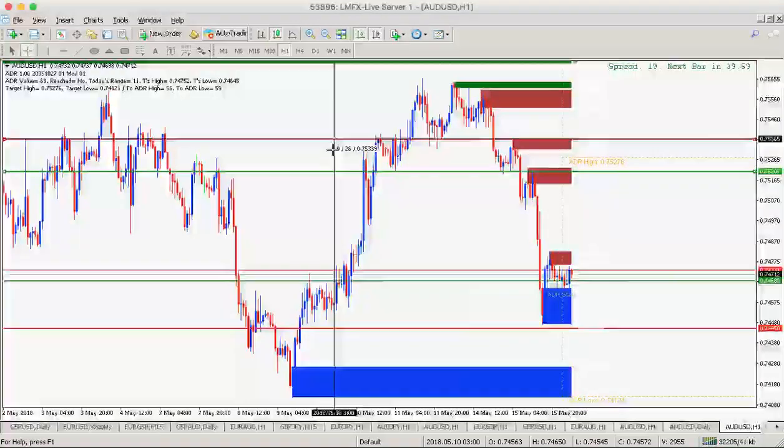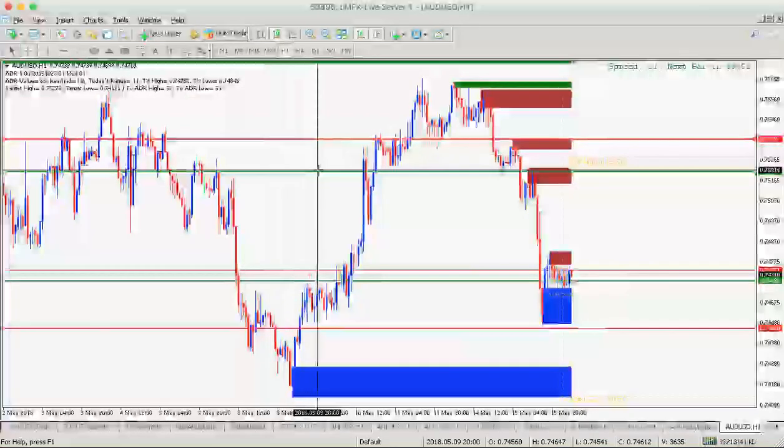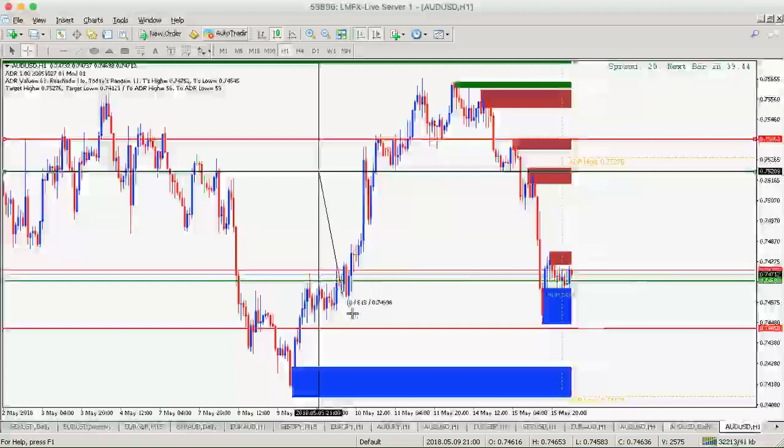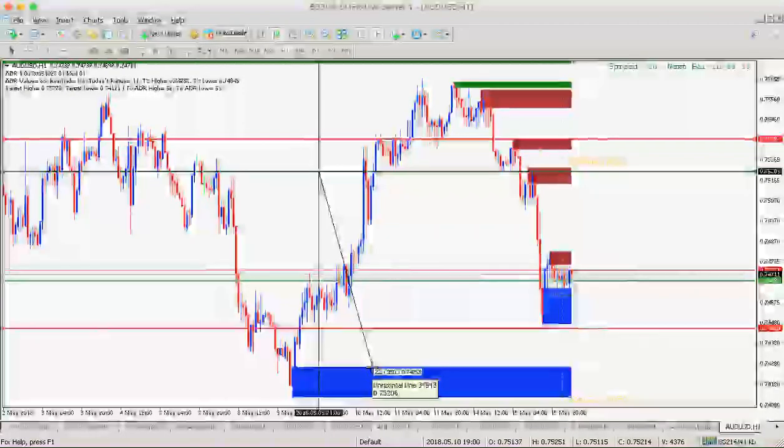That is only 16 pips, 15.9, so 16 pips. And if you were taking this for the buy, you will be taking this down to this supply zone. That's 95 pips.